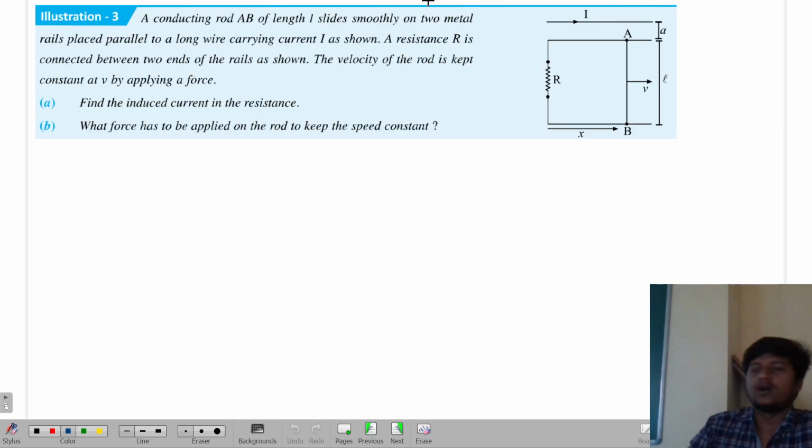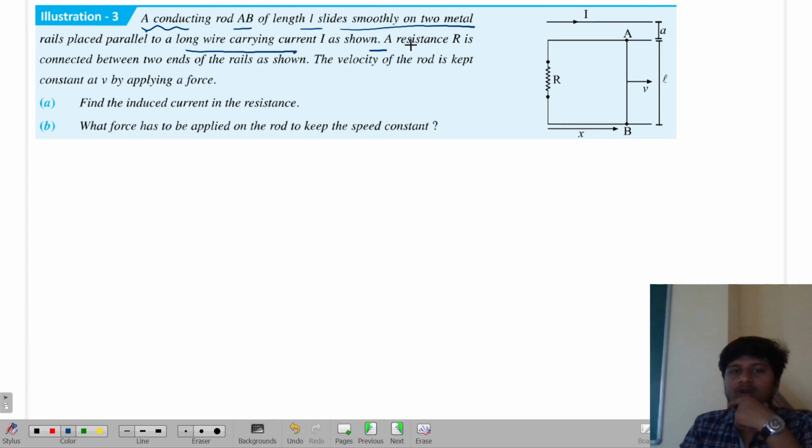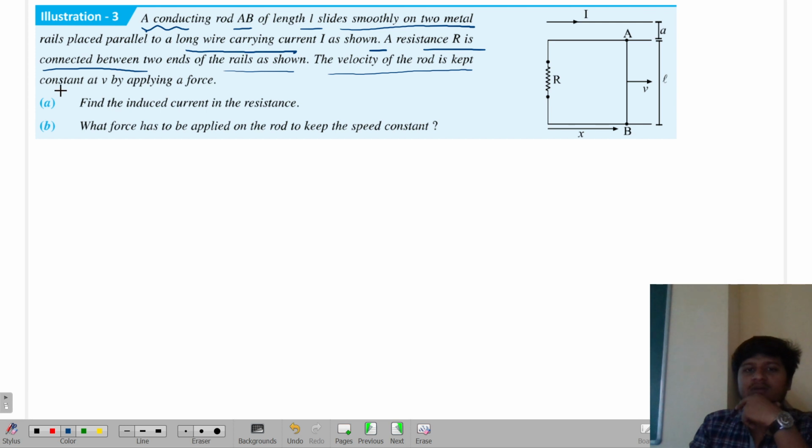Okay. Question number 3. Can you do it? What is it saying? A conducting rod AB of length L slides smoothly on two metal rails, placed between two parallel long wires carrying current I as shown. A resistance R is connected between two ends of the rail as shown. The velocity of the rod is kept constant at V by applying a force. Right or not? Find the induced current in the resistance.